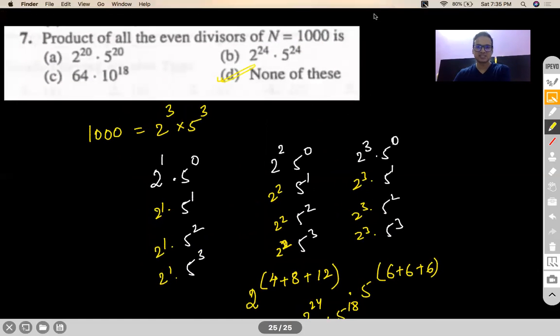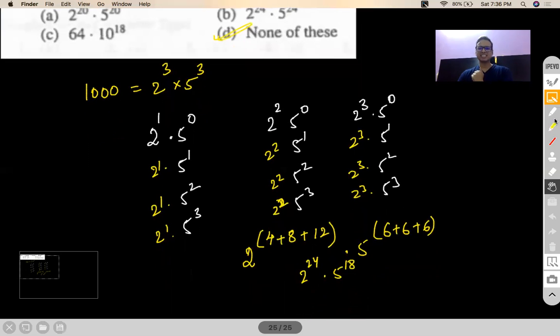Option D is correct. Have I missed out anything? Please highlight. Sorry, I didn't get you. See, when you're multiplying all of them, yeah, I'll explain once again.